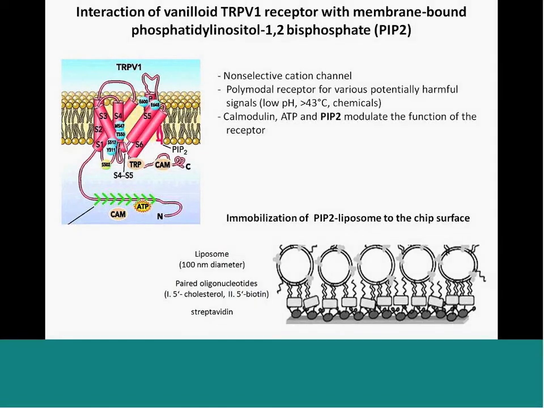So for the interaction, this means that the liposome was immobilized to the sensor chip surface, and this was done by paired oligonucleotides. In principle, one oligo is modified on the 5' end by cholesterol, and by this cholesterol it is embedded into the membrane of the liposome, and the paired oligonucleotide is modified on the 5' end by biotin. So we obtain a liposome connected with double-strand DNA, and this DNA is able to bind to the streptavidin molecule. In this case, these liposomes were immobilized in these positions.